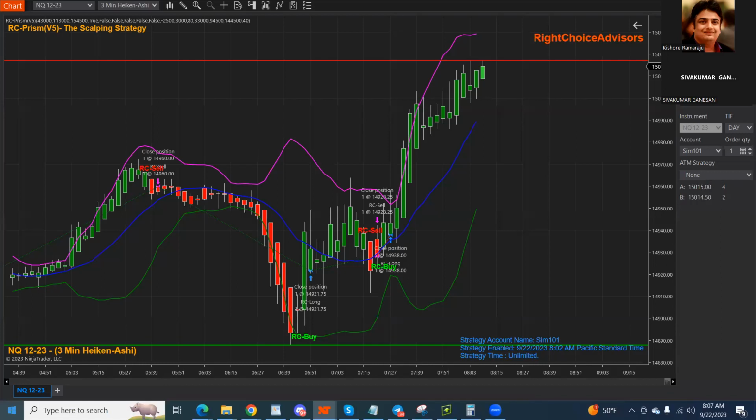If it breaks that 1.5, the previous high, it may go further to 15030. But again, we don't need to worry about anything. Once we enable the algo, it will take care of all the buys or sells.